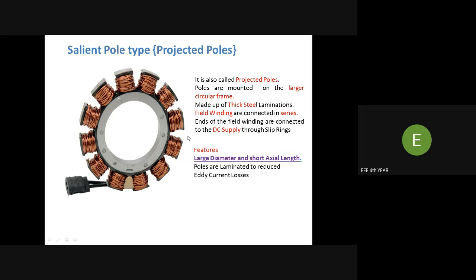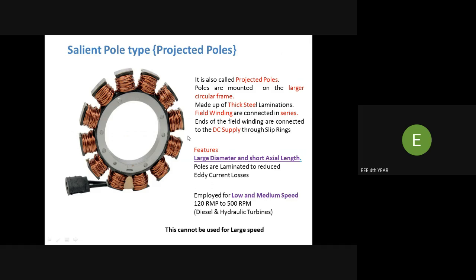So the main features of the salient pole type alternator rotor construction: larger diameter and short axial length. Here the poles are laminated to reduce eddy current losses. Already we discussed these points. This type of construction is employed only for low and medium speed alternators. The turbine speed is 120 rpm to 500 rpm. So mostly it is suitable for diesel or hydraulic turbines as the prime mover of this type of synchronous generator.